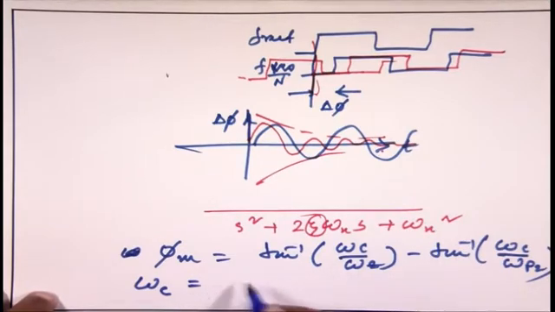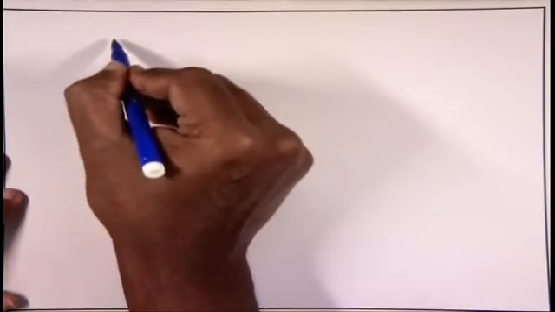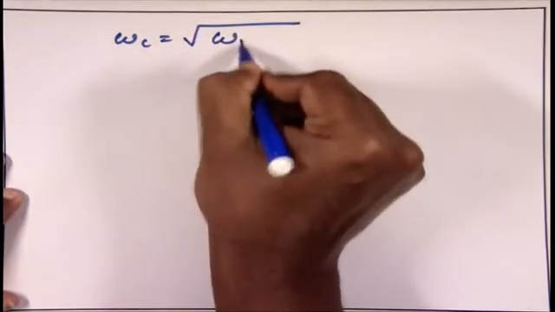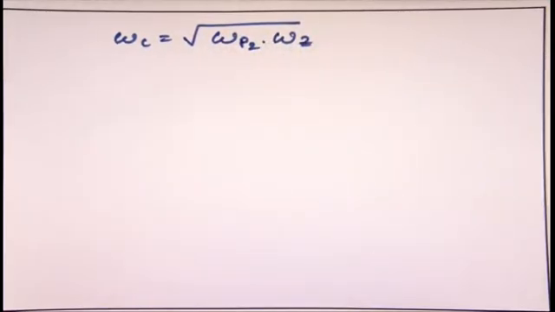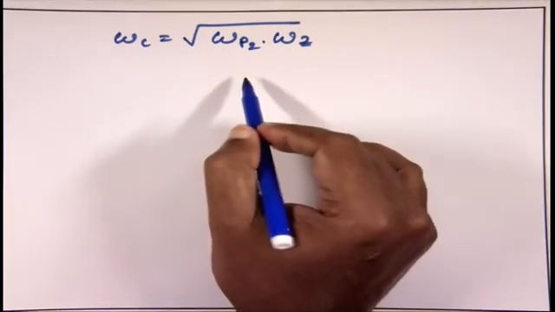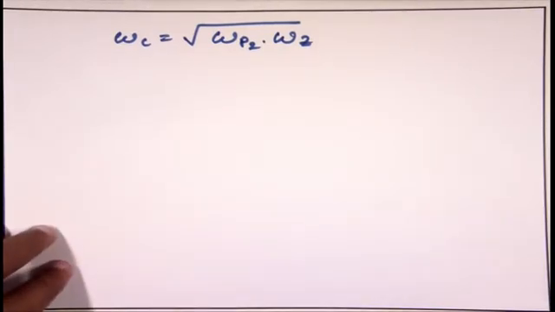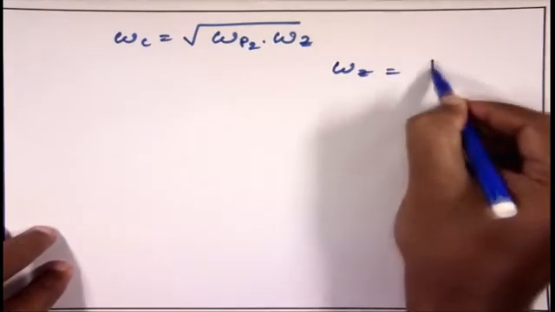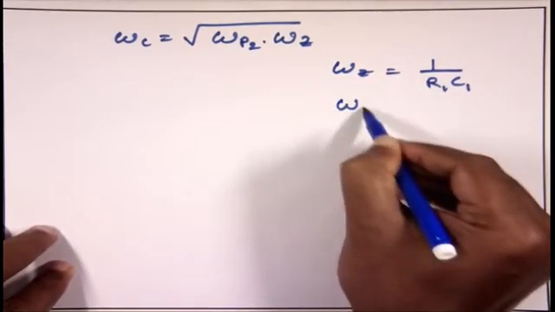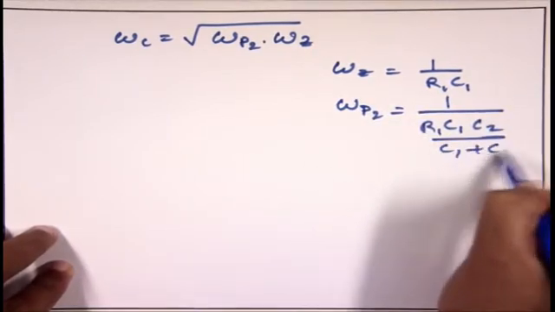The omega c will be generally k into b minus 1 by b approximately, and this omega c at optimum phase margin can also be represented as the square root of omega p2 and omega z. Now what is omega p2? From the transfer function we have already derived, omega z is 1 by R1 C1, and omega p2 is almost R1 C1 C2 by C1 plus C2.